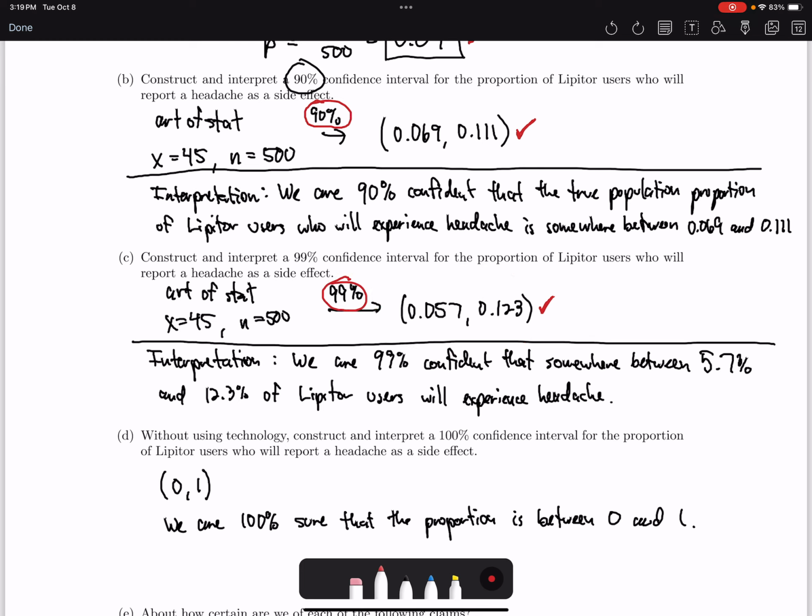And if we want to be perfectly confident, then we can't be precise at all, right? This is like saying, yeah, we're 100% sure that somewhere between 0% and 100% of people will experience a headache as a side effect, which just doesn't tell us anything useful.